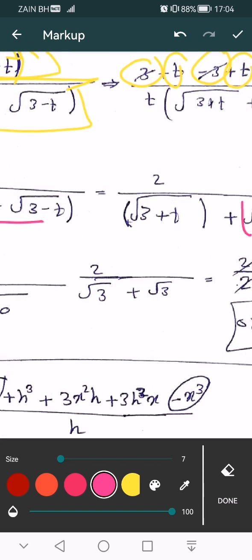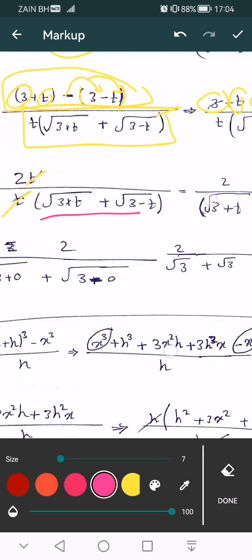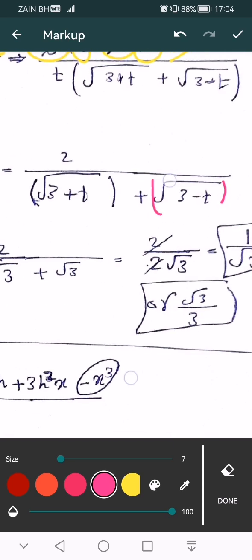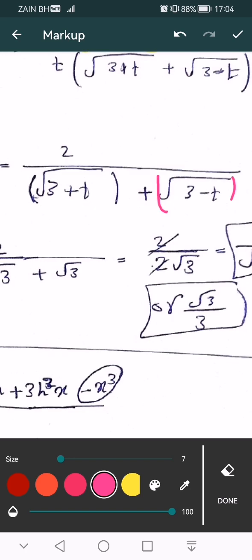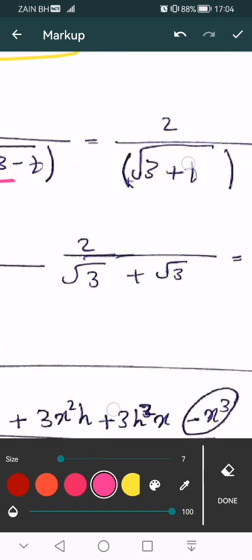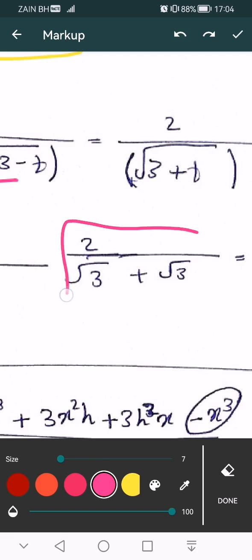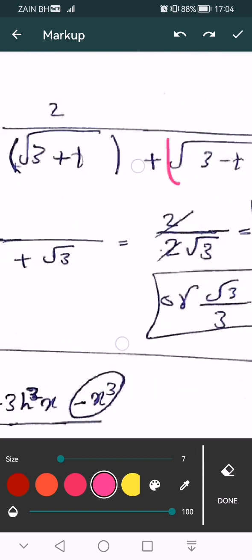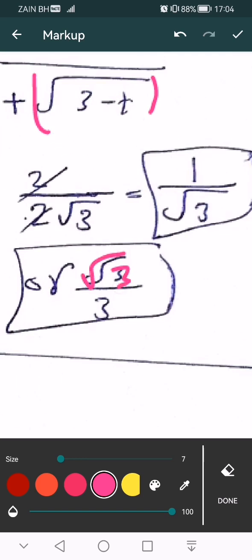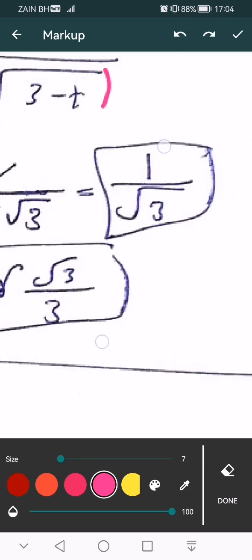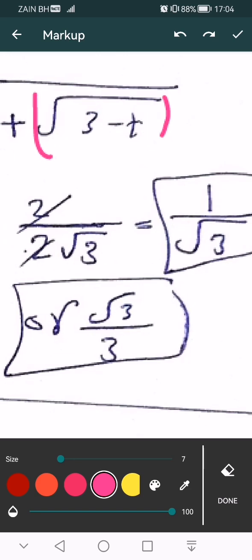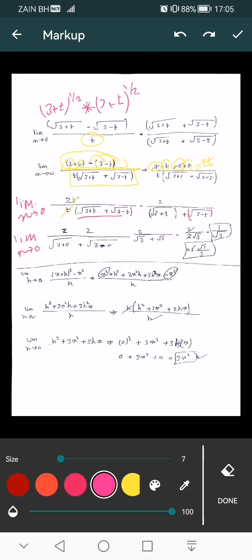So I go 2 over square root of 3 plus square root of 3, because t is 0. So for that reason I will reach 2 over 2 square root of 3. Why? Because I have 2 square root of 3. By the way, I do it manually here. You can put this all in the calculator and you will find the result: square root of 3 over 3. It is the same. If you put this one in WebAssign it will work, and I do it manually, which is cancel 2 by 2. The remaining will be 1 over square root of 3, which I see in WebAssign.